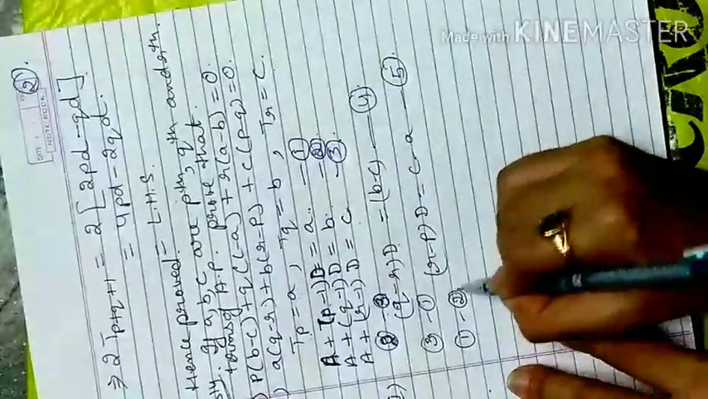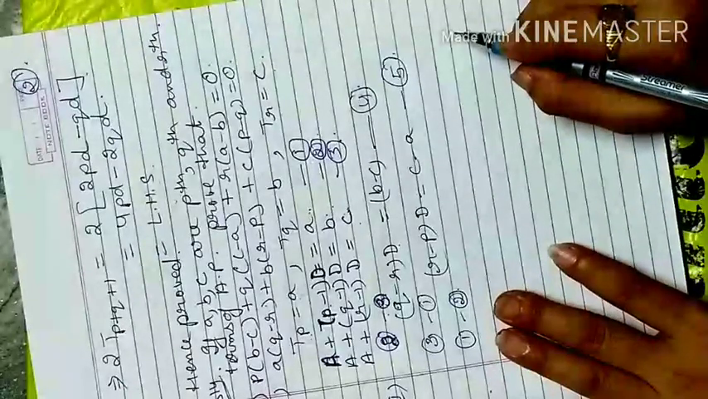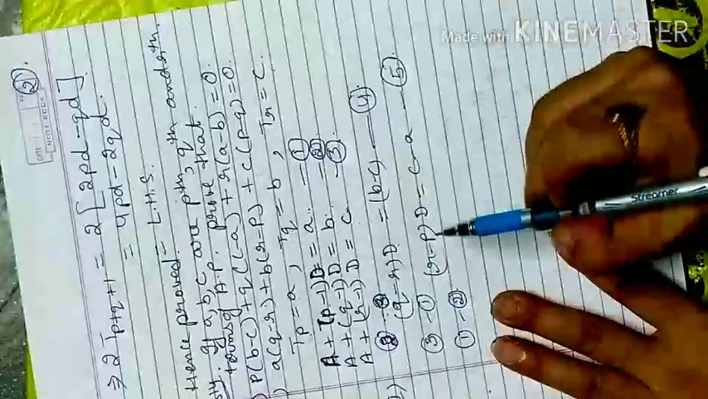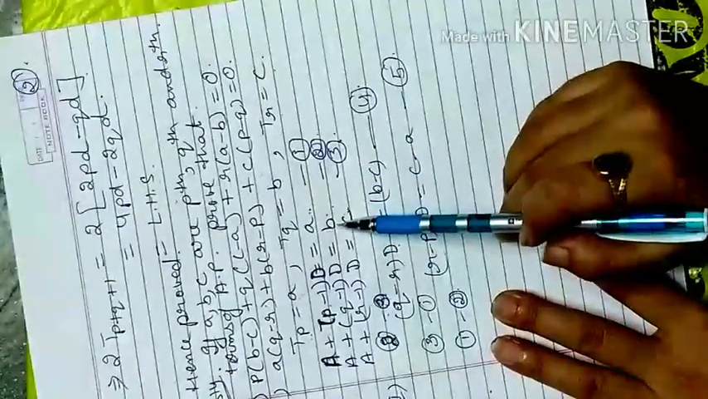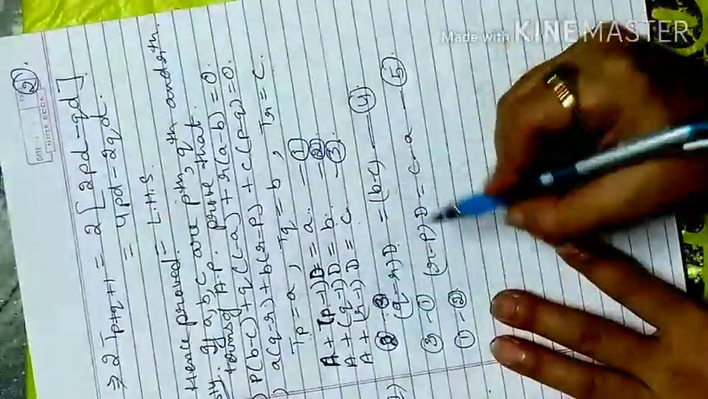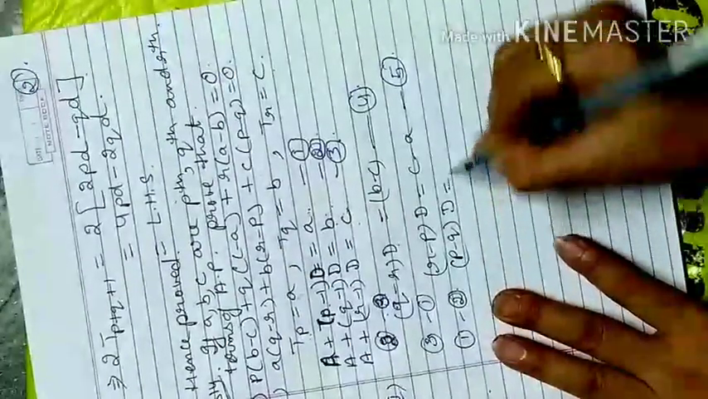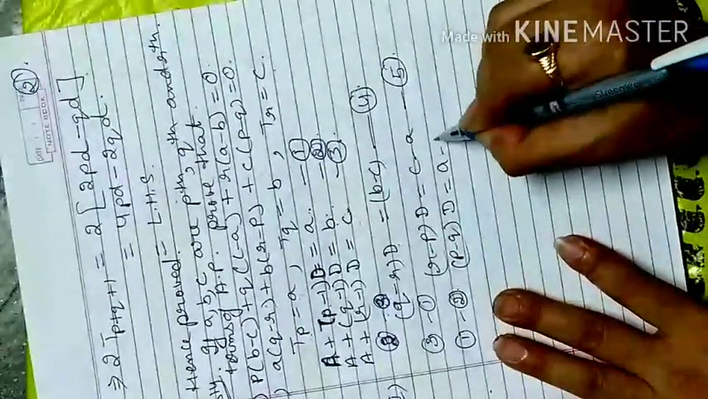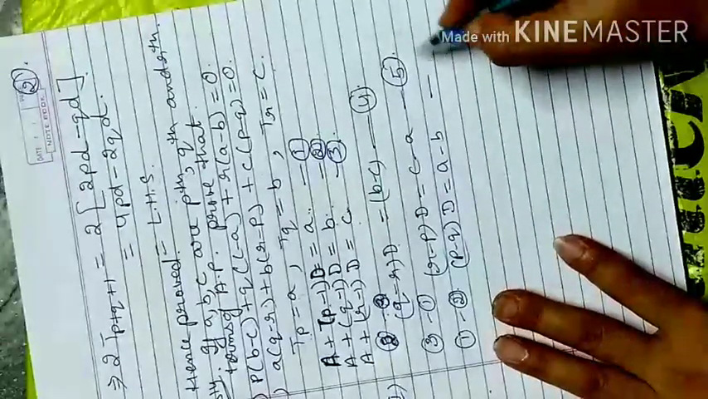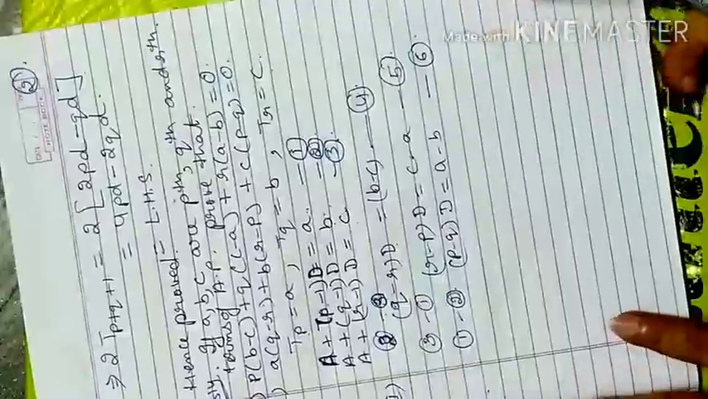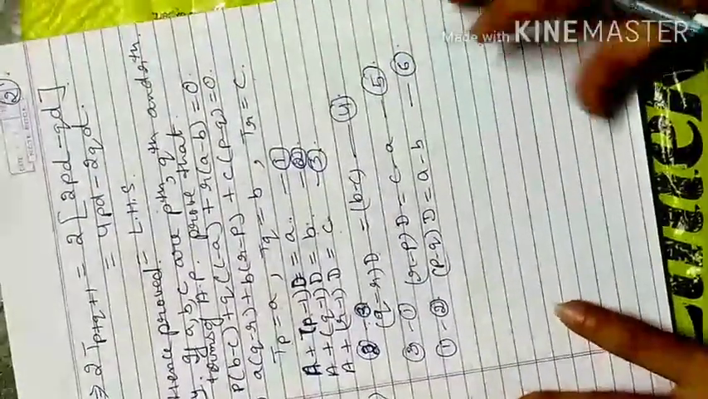Now, first equation minus second equation. Here I need first minus second, that gives me (p minus q) d, that is a minus b. So this is my further three equations, 4, 5 and 6.